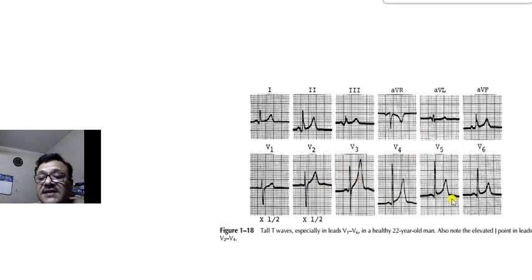Tall, tented T wave. Look at the chest lead. Here it is more than 10 millimeters in height. That is called tall, the arrowhead. This is called the peak and tented.